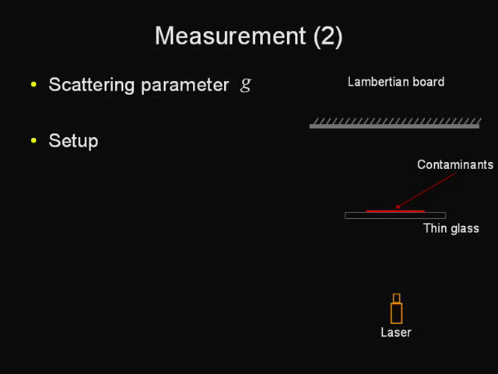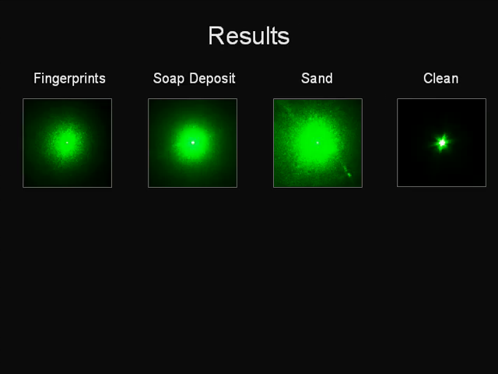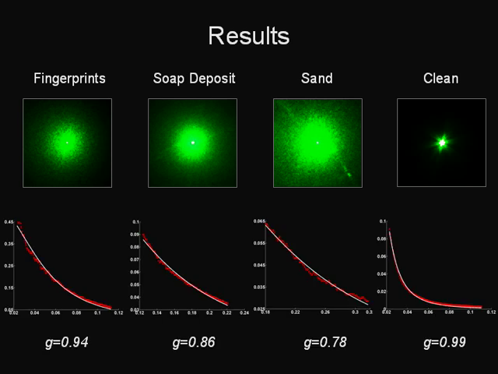We also measure the scattering parameter g of the phase function. The setup is similar. As the laser beam hits the contaminant, it is scattered towards the Lambertian board and generates a falloff on the board, which is used to estimate the scattering parameter. Here are acquired images for some contaminants. As a simple verification, we also show the image for clean glass in which the scattering is minimal. Here are the estimation results. The red dots are the measurement, and the white curves are the fits.